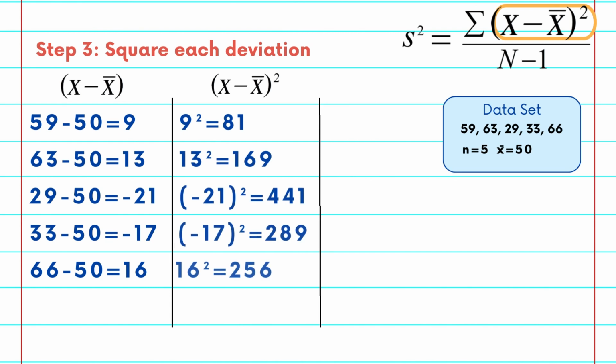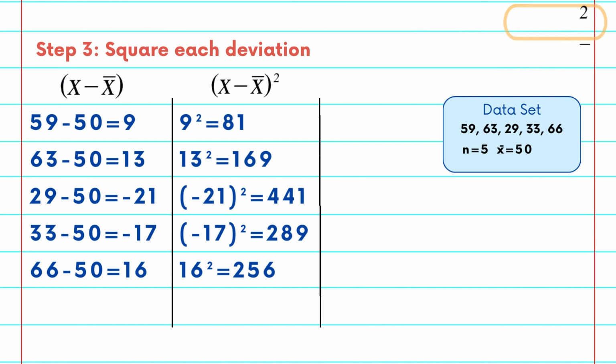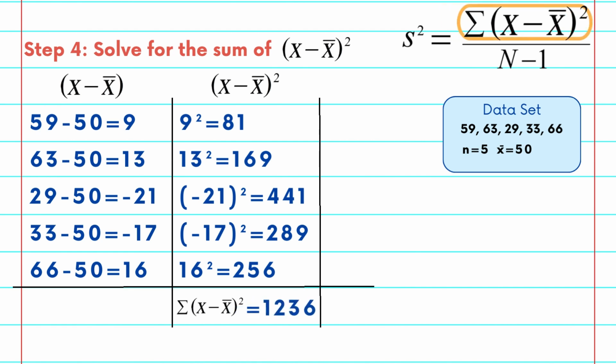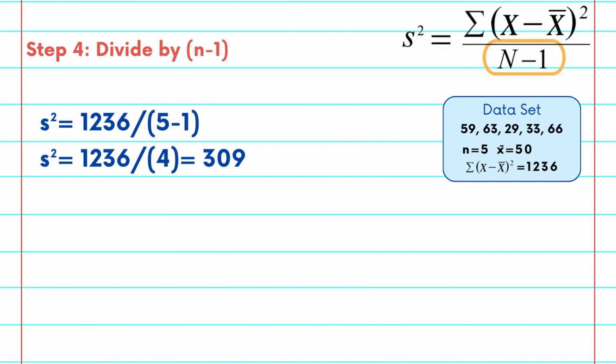So we'll use another column in this table now to square each deviation. Again, variance is known to be the square of the standard deviation. So 9 squared is 81, 13 squared is 169, and so on. Okay, we're almost there. So now we need to add all of our squares together to get the sum of the squares. Adding those together, we get 1,236.